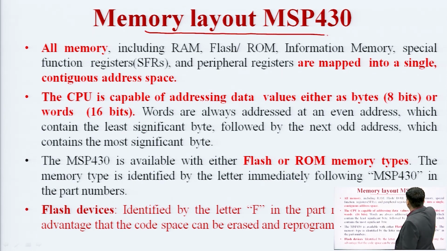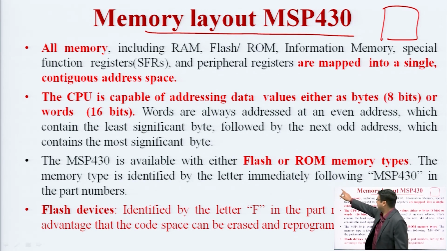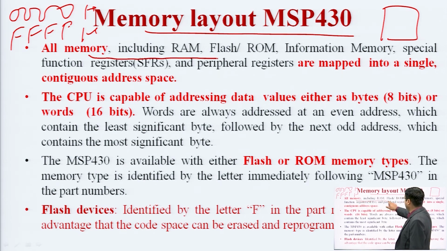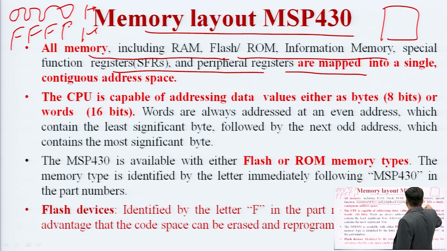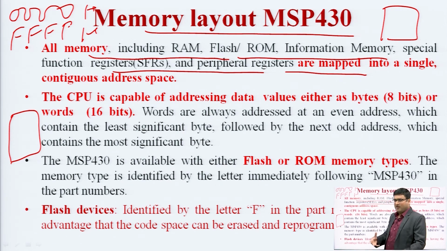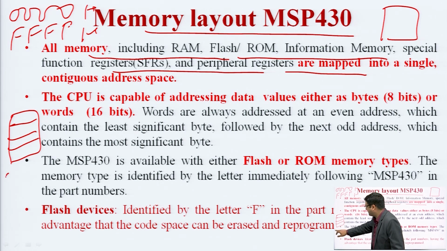The next topic is the memory layout of the MSP430. Memory layout means that we are talking about the memory distribution. It has an address space from 0000 to FFFF. We will see the distribution of the particular sections in this memory. All memory, including RAM, flash, ROM, information memory, special function registers and peripheral registers, is mapped into a single contiguous address space. Single contiguous address space means that whatever the type of memory available, it will be in a single continuous address space that varies from 0000 to FFFF.